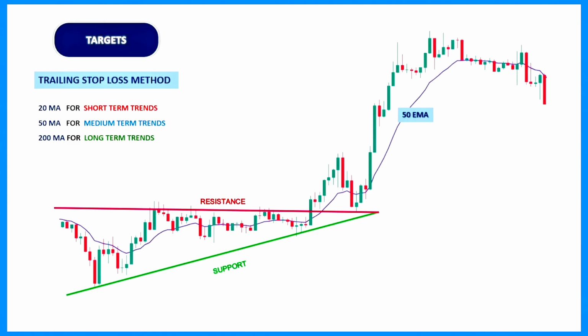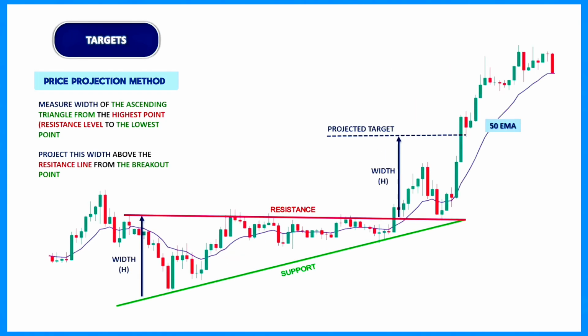Now let's discuss price projection. This is a classical charting technique used to estimate where the market might travel after a breakout. Here's how it works with an ascending triangle. Measure the vertical height of the triangle, from the highest point, resistance, to the lowest point. Add that distance to the breakout level. That gives you the projected price target.